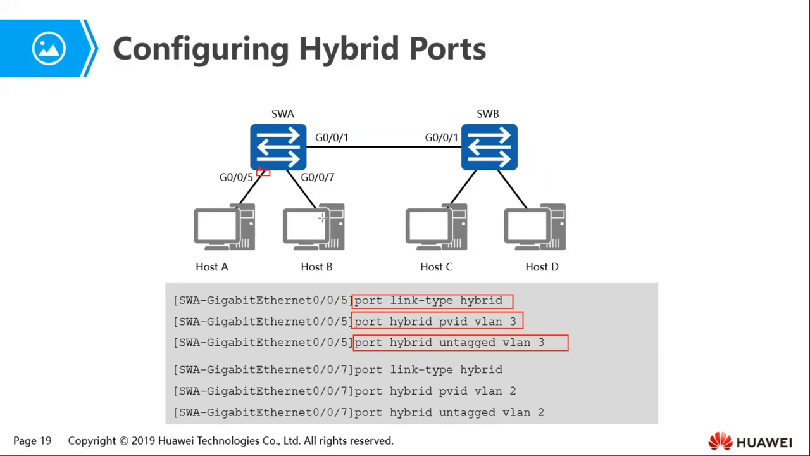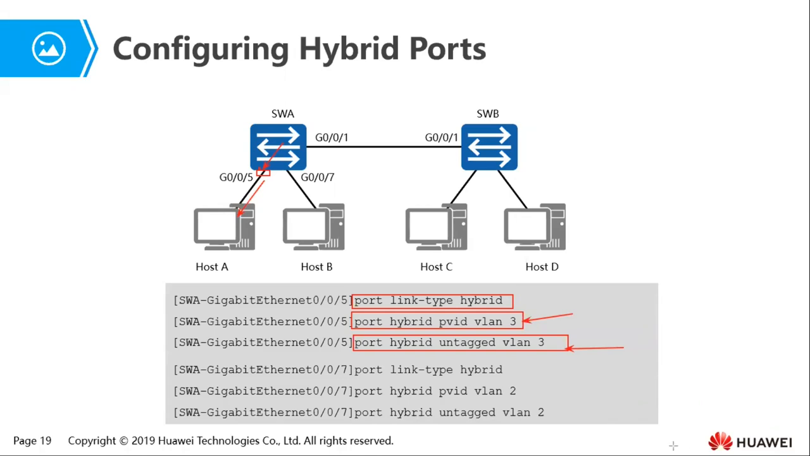So you need to understand this when it comes to hybrid. This command is used to tell that port that when you receive a frame from host A, tag it with a VLAN ID of 3. Now, this command is used to tell this particular interface that when you receive a frame whose VLAN ID is 3, untag it, and after untagging it, forward it to host A.